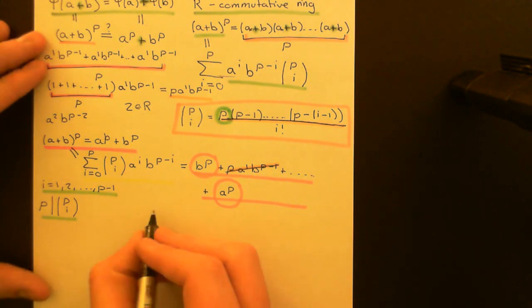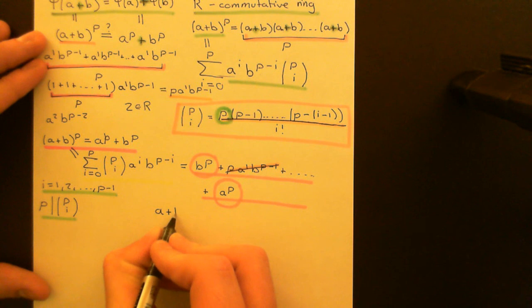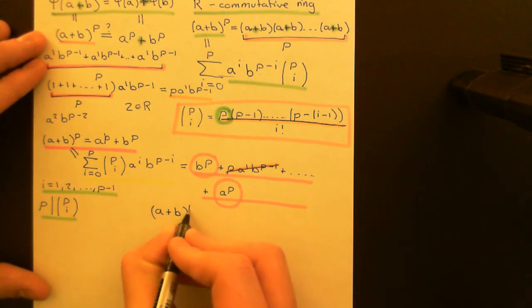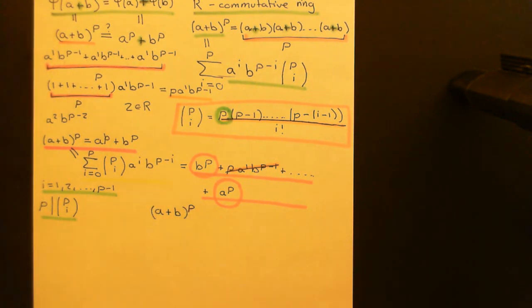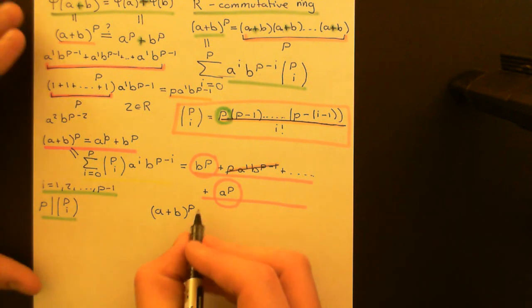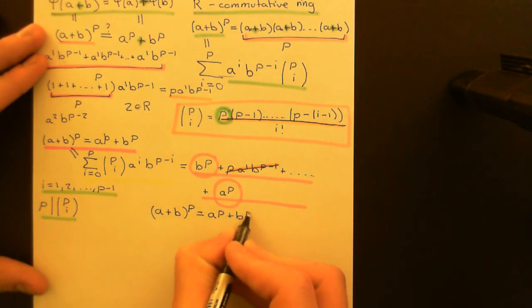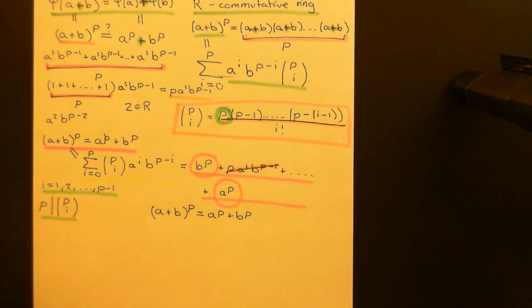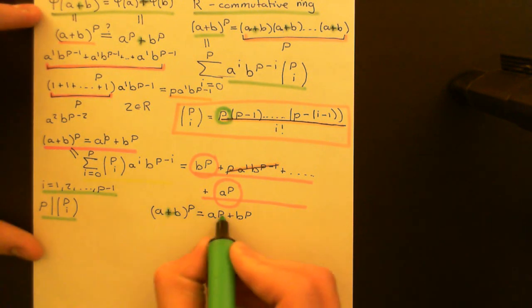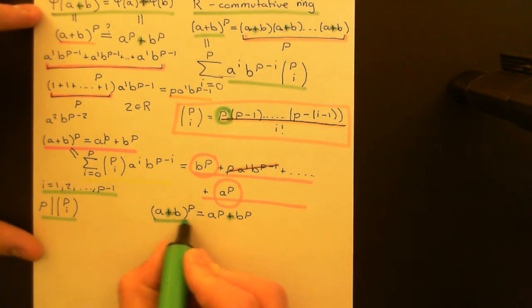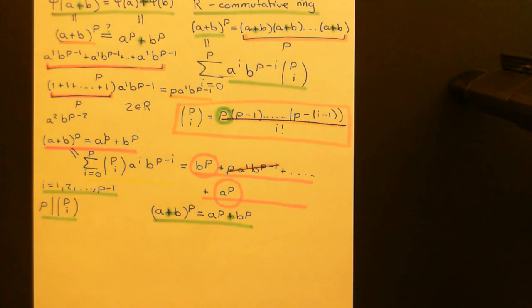So truly then, when you take a plus b and you take it to the power of p in a commutative ring of characteristic p, then you can instantly say that that is a to the power of p plus b to the power of p, and that's an interesting result in its own right. But now that allows us to conclude that the Frobenius endomorphism is indeed additively compatible.